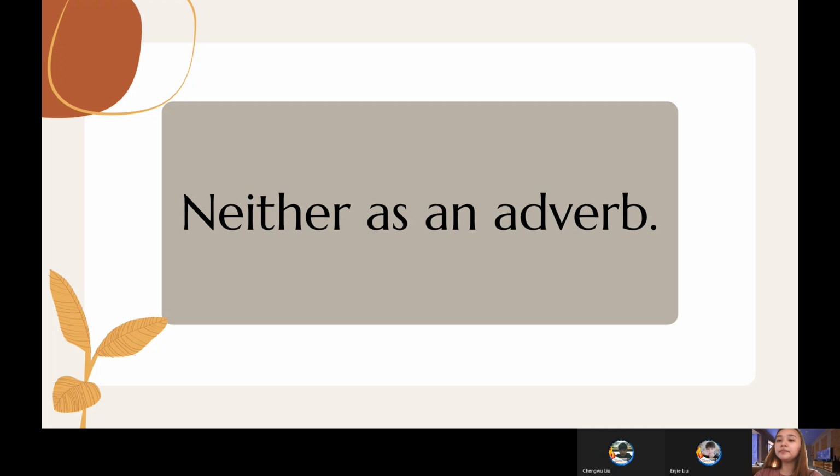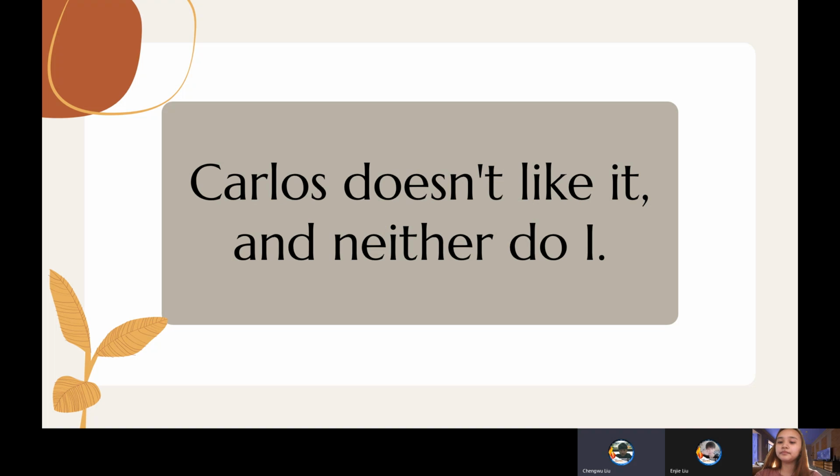Can you please read? Carlos doesn't like it, and neither do I. Okay, so in this sentence, doesn't makes the sentence negative. So in this case, we use neither to say that the negative fact is also true for someone. It seems like they are experiencing the same situation. So in that statement, if Carlos does not like it, I do not like it too. Okay, so we use either and neither as an adverb for a negative statement only. Remember that, okay? Either and neither for a negative statement only. Are we clear with that?